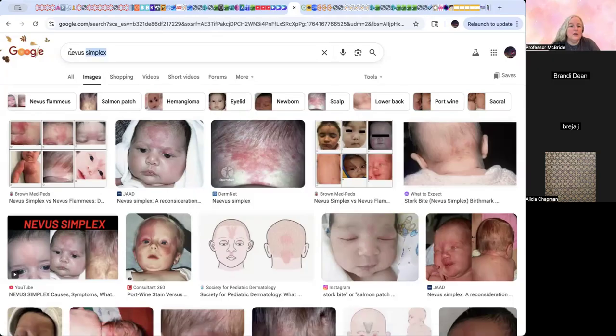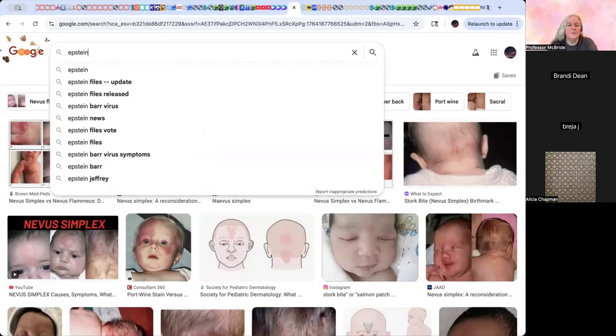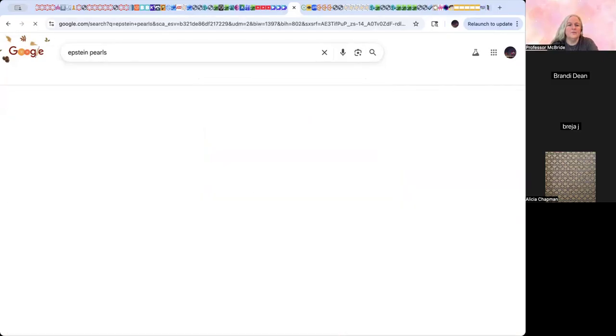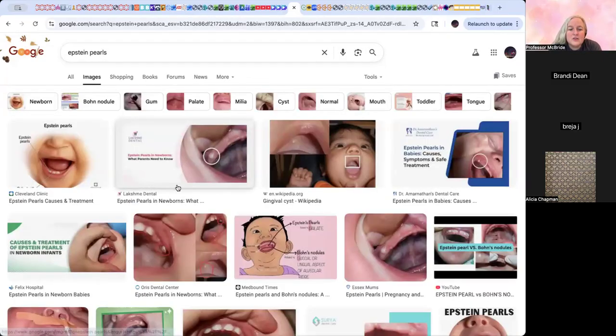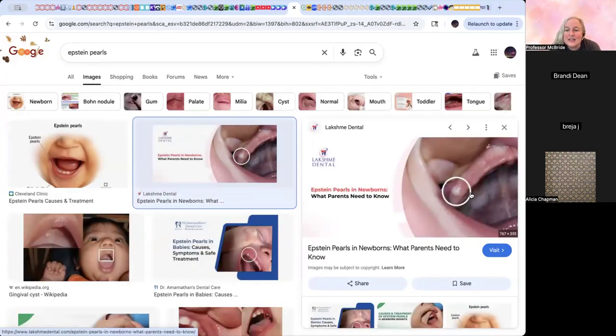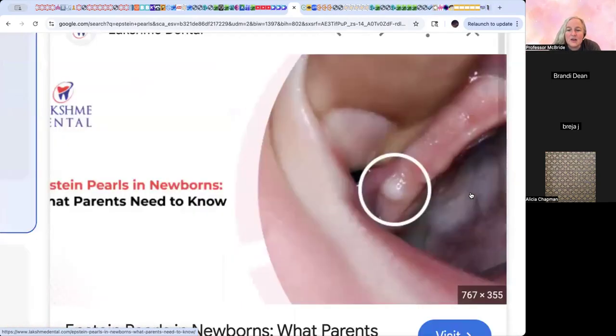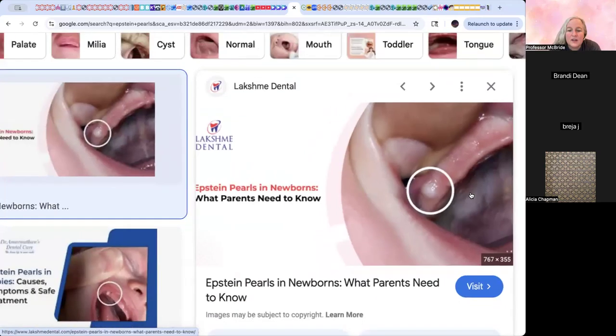And then while we're here, we can look up the other one, Epstein pearls. These are little white spots on the gums. Some of these pictures are showing teeth, but we're really looking at these little white spots. And this is also not a concerning finding.